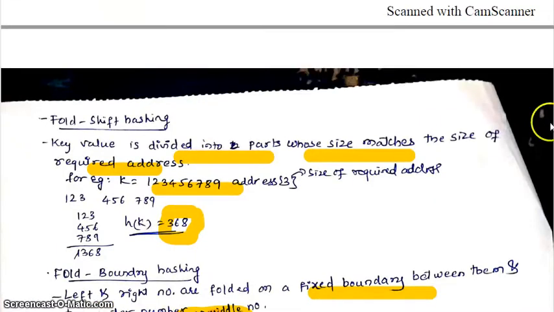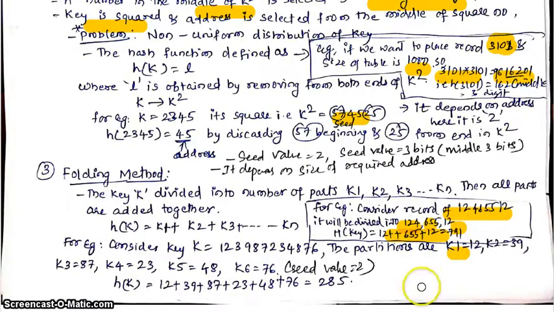Here we have taken address size 3. Here also the size of the required address is 3. Here also it will be 3. So it depends on whatever address size we choose. This is called the seed value. The address size is given, and it is also called the seed value. Here the address is given as 2.